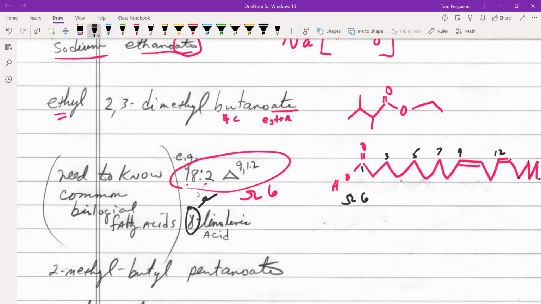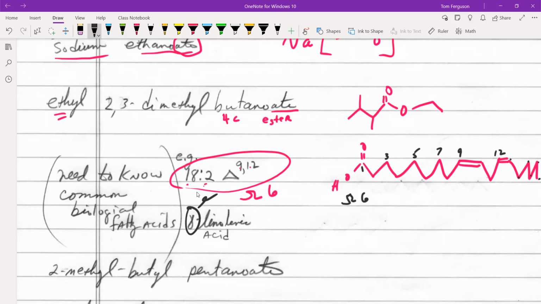Okay, you should get used to going back and forth between, and then the other way to name this would be... I have a quick question. Yeah. What's the omega thing again? Like, how do you find that out? Okay, omega is the last letter of the Greek alphabet. Alpha is the first. So omega means you start at the end of the fatty acid and count inward. That's where the omega comes in.